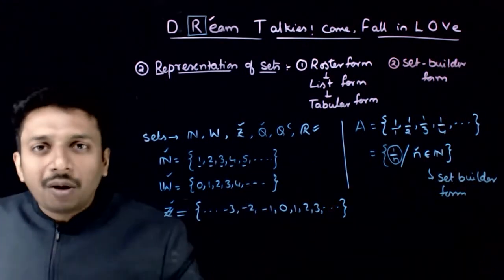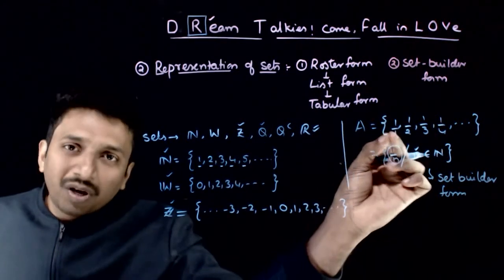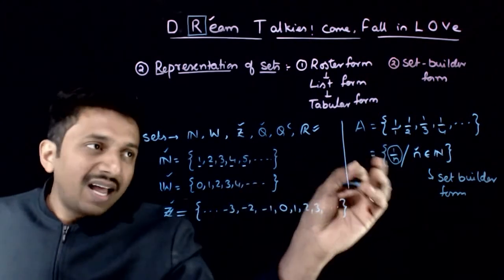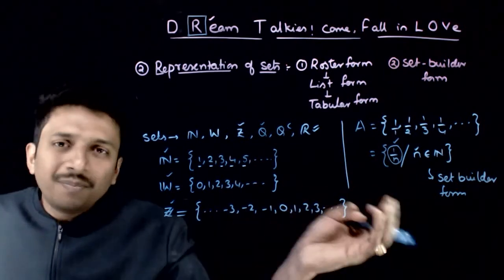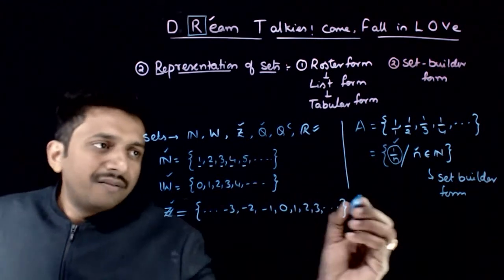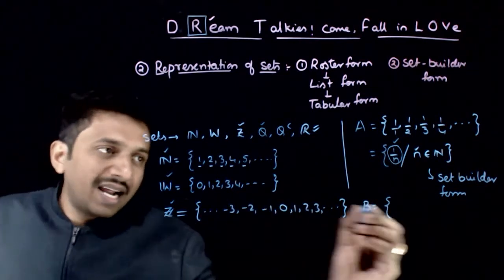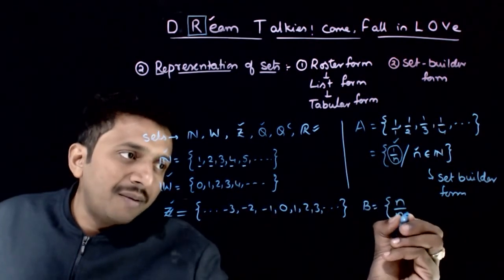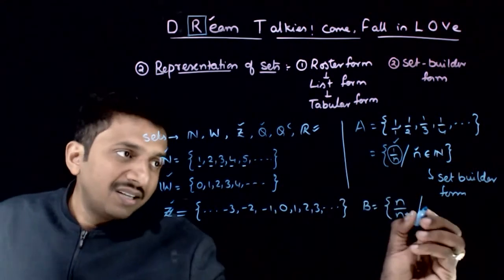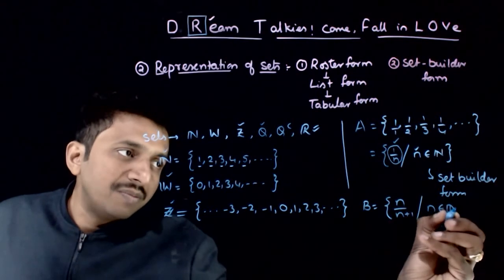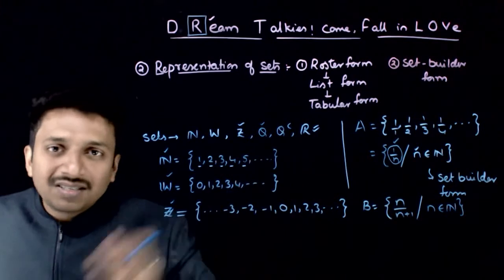So in set builder form, we try to capture the property of the elements of this set, and exhibit that property so that I can build the set myself. For example, if I write the set containing the elements of the form n by n plus 1 such that n belongs to natural numbers, if I tell you this, can you intelligently construct this set?